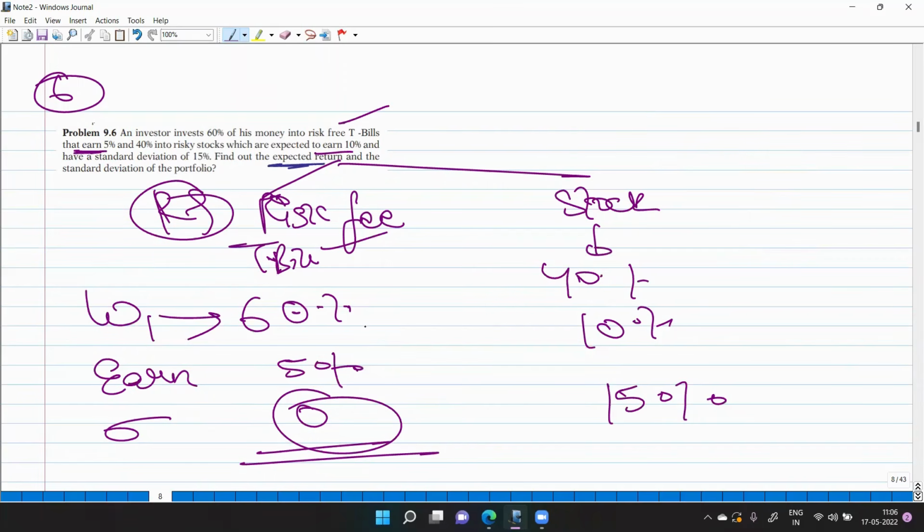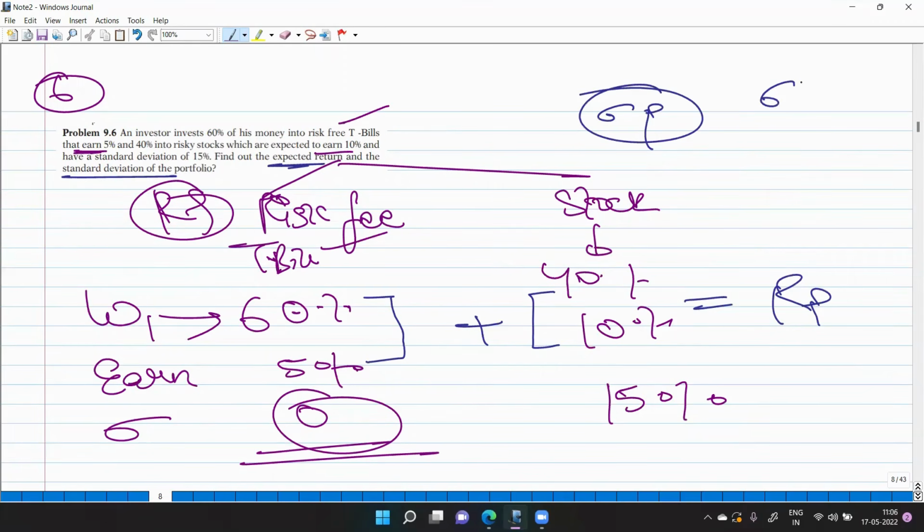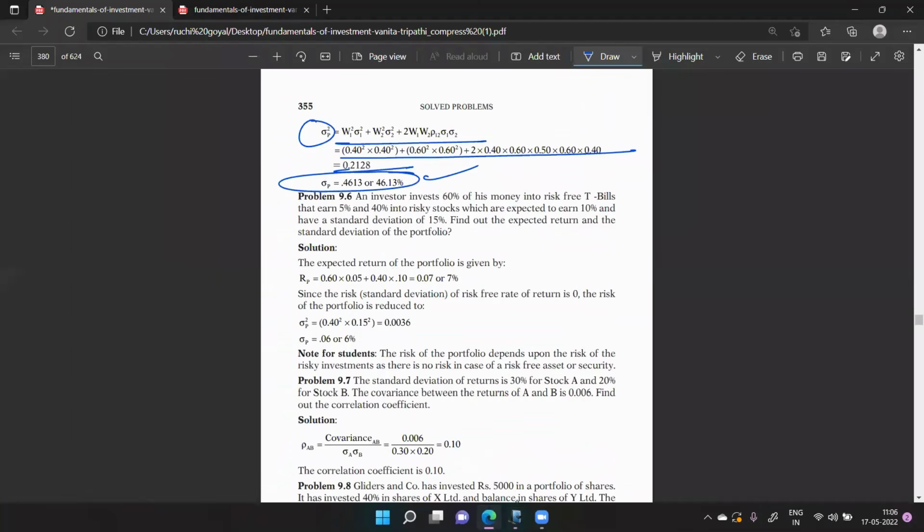रिटर्न्स निकालना है, रिटर्न्स कैसे निकालूंगी? 60% इंटू 5% प्लस 40% इंटू 10% विल कम आउट टू बी रिटर्न ऑफ पोर्टफोलियो. बट जब मैं स्टैंडर्ड डेविएशन निकालने जाऊंगी पोर्टफोलियो का, द वैल्यू दैट आई विल बी यूजिंग एज दिस वुड बी 0. ठीक है, लेट्स चेक. एक्सपेक्टेड रिटर्न कैसे निकाला? 60% इंटू 5%, 40% इंटू 10% कम्स आउट टू बी 7%.